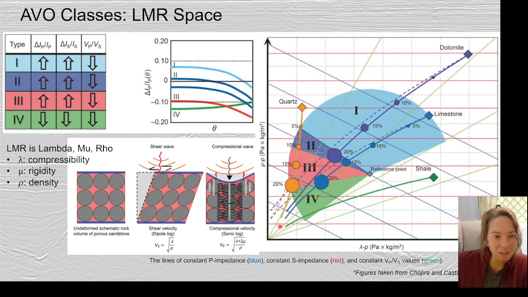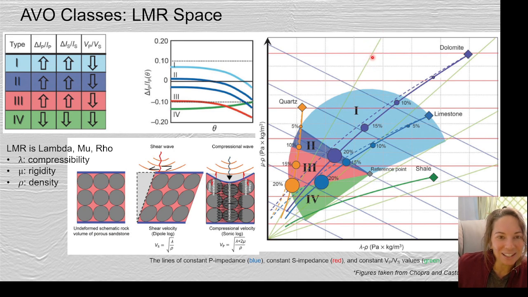One interesting thing I want to point out is that we have lines of constant P impedance shown in blue, S impedance in purple, I think it is. I got that marked wrong. Oh no, in red, and VP/VS in green. That's not right. The notes are wrong, so ignore that. Those are for different rock types. Oh, okay, I see what I'm talking about. All right, sorry for that.